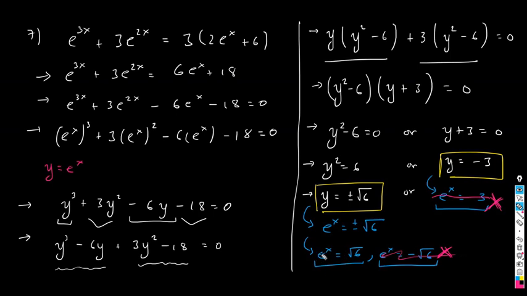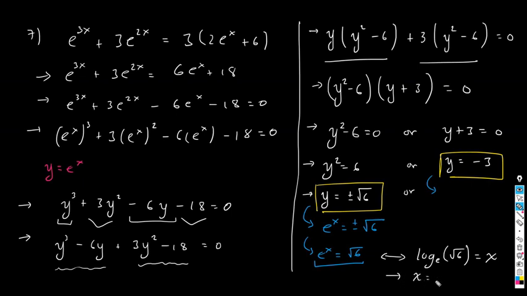Now we're not done. You have to isolate x, right? So I'm going to erase this because we don't need it anymore. You can ignore it completely. And finally, I go like this. If e to the x is equal to the square root of 6, that's equivalent to saying that the logarithm base e of the square root of 6 is equal to x. Or in other words, x equals the natural logarithm of the square root of 6.